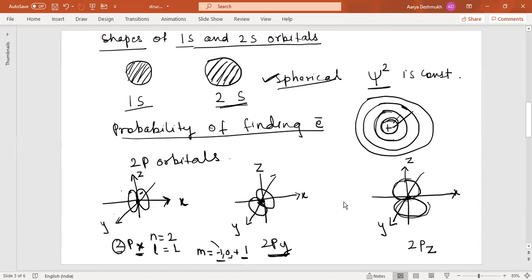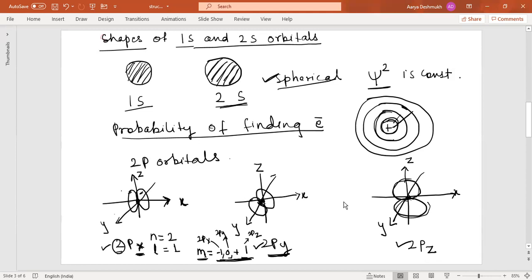Means you can call this a 2px, you can call this a 2py, and you can call this a 2pz. So it is very much clear that whenever the values of the magnetic quantum number are 3, this p orbital is further divided into three suborbitals, that is 2px, 2py, and 2pz. So this value for m signifies the number of suborbitals for the particular orbital.